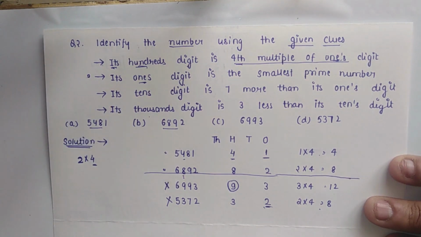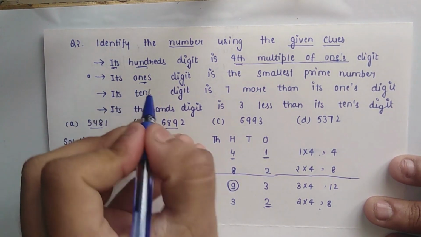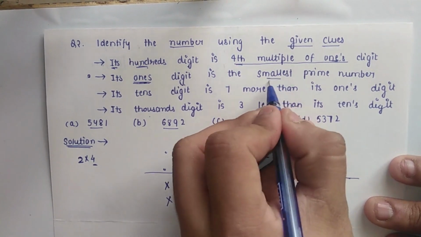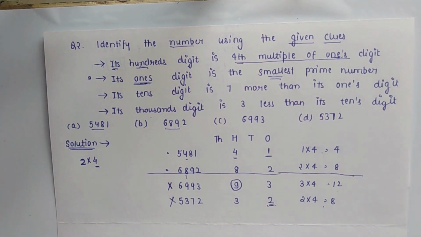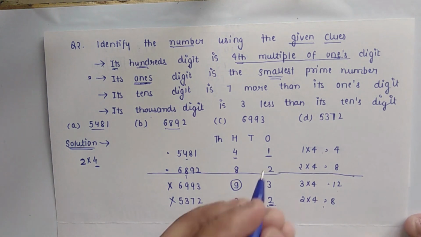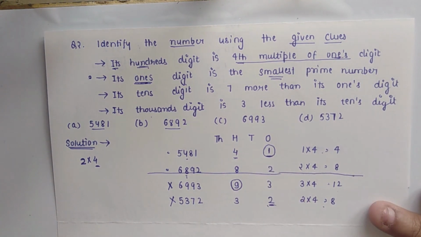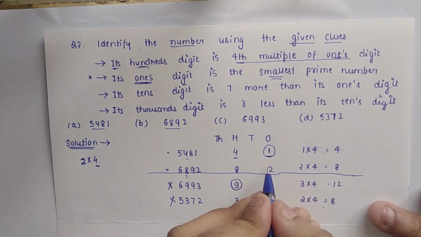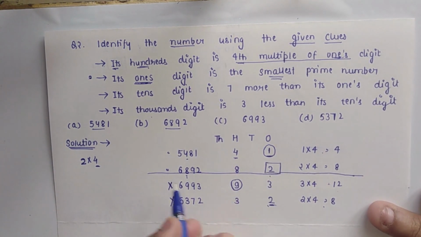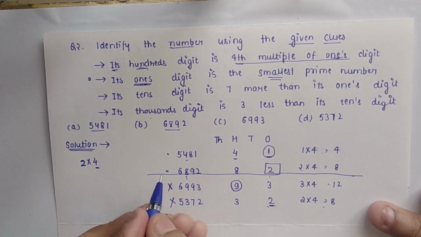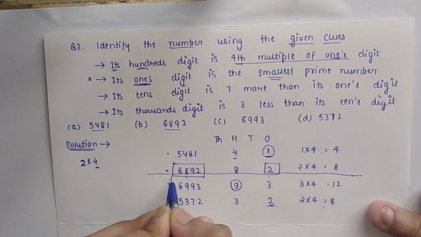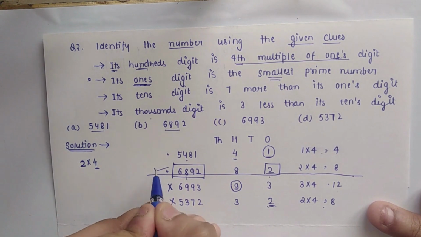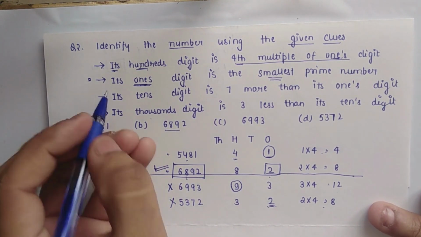Let's take a look at statement number 2. Statement number 2 says that the one's digit is the smallest prime number. By the definition, prime numbers have only two factors, 1 and the number itself, and the smallest prime number is 2. 1 is not the smallest prime number; 1 is neither a prime nor a composite number. So the smallest prime number is 2, and hence the number we are looking for is 6892, and this is the answer based on the second statement.